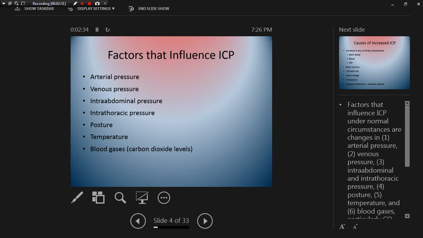So blood gases. Carbon dioxide is considered a cerebral vasodilator. And so with CO2, we like our level to be somewhere between 35 to 45. We don't want it to be too high or too low when patients have ICP because CO2 is a cerebral vasodilator and it can actually increase our ICP when we don't want it to.